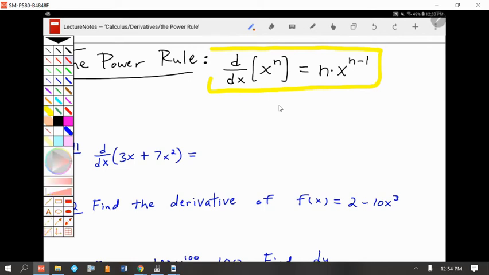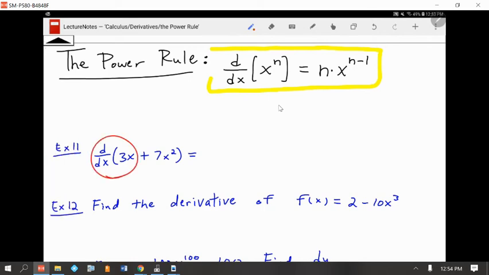The numbers are better. So what is the derivative of 3x with respect to x? d/dx of 3x is just 3. What's the derivative of 7x squared? 14x. So question 11, that's one way to ask for a derivative. I've been asking you to find derivatives in different ways. Question 11 is new, we haven't seen it that way before: d/dx of 3x plus 7x squared.